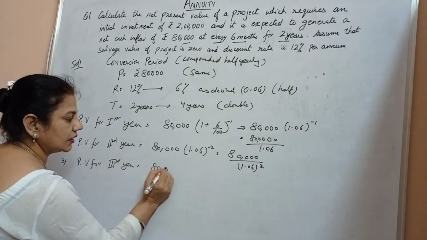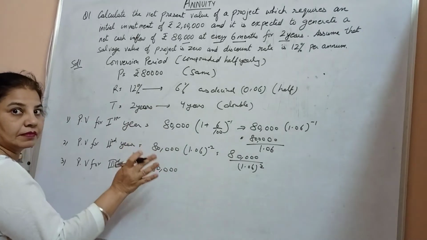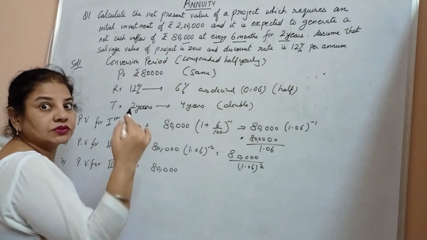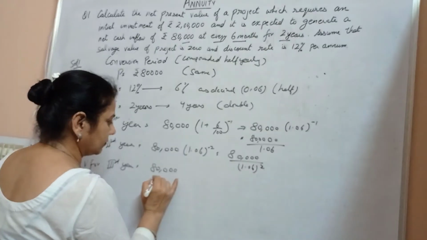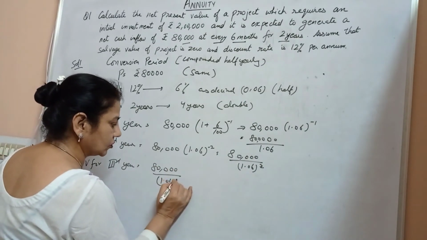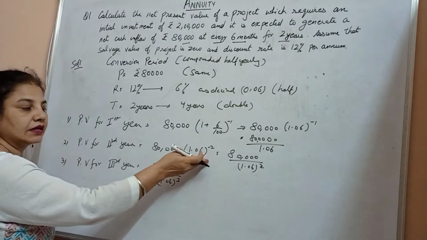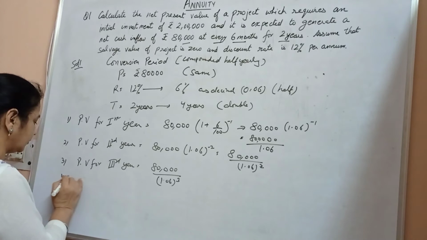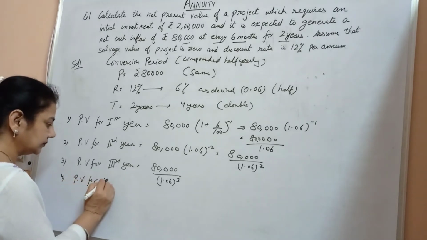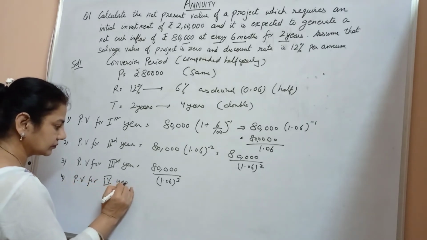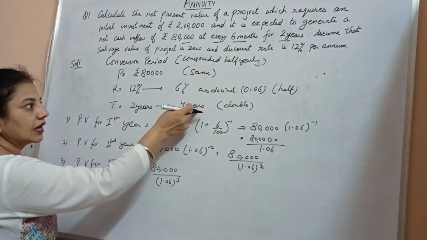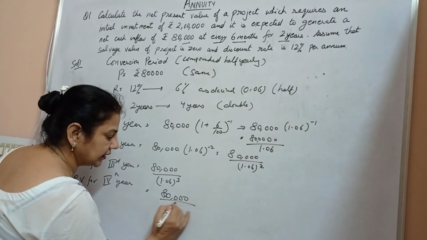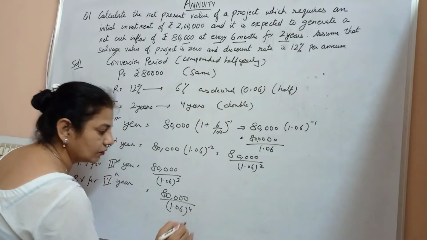Similarly, the present value for the third period will be 80,000, because the principal remains the same. Here it is given that every 6 months 80,000 cash inflow is there. So we divide by 1.06 whole to the power 3. We have converted the negative exponent to positive by taking it to the denominator. For the fourth period, because we have to calculate for 4 periods, it will be 80,000 divided by 1.06 whole to the power 4.